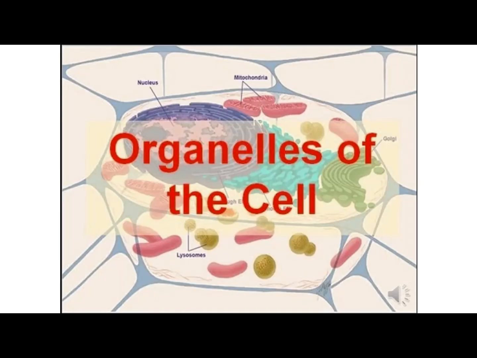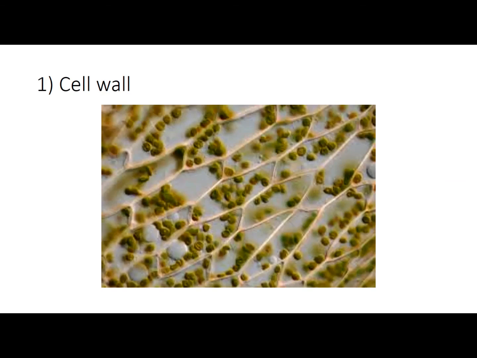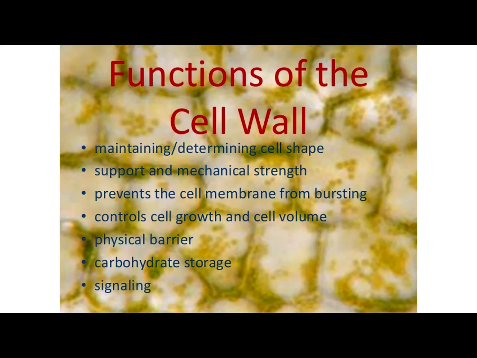Let us study the organelles separately with their functions so that you come to know how they work. The picture you are seeing on your screen is the first one, that is the cell wall. It is found only in the plant cell, as we discussed previously. This is the microscopic picture of the cell wall. The cell wall has different functions.